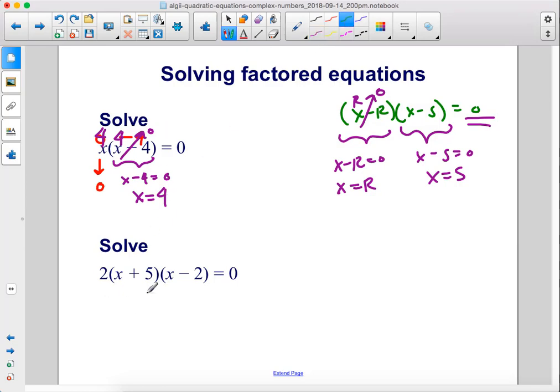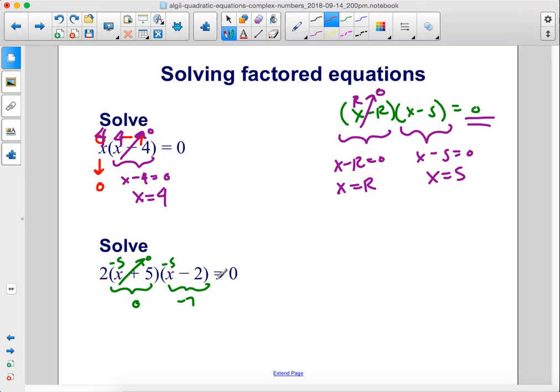Let's apply that concept down here. So we have three numbers multiplied together: 2, x plus 5, and x minus 2. 2 equals 2. It does not equal 0, so let's move on. One of our options is that x equals negative 5. If x equals negative 5, then this whole thing would be 0, multiplied by 2 and x minus 2, which in this case would be negative 7, this would be 0. 2 times 0 times negative 7 equals 0. We also have one other alternative, x equals 2.